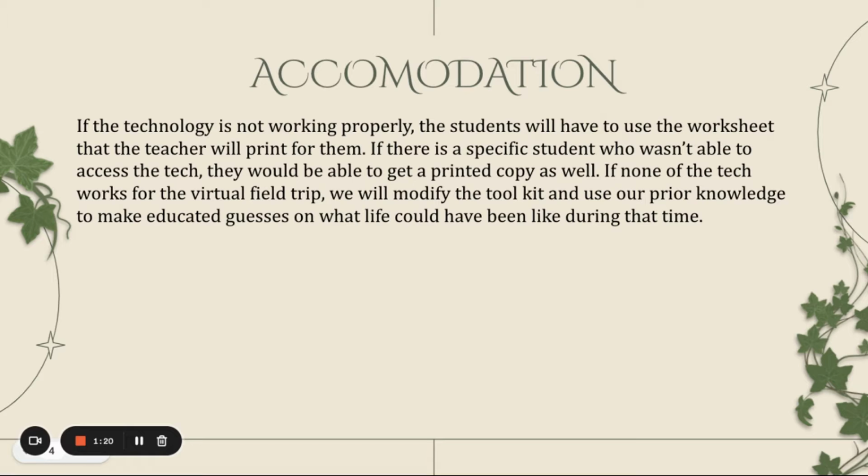Accommodations. If the technology is not working properly, the student will have to use the worksheet that the teacher will print out for them. If there is a specific student who wasn't able to access the tech, then they would be able to get a printed copy as well. If none of the tech works for the virtual field trip, we will modify the toolkit and use our prior knowledge to make educated guesses on what life could have been during that time.